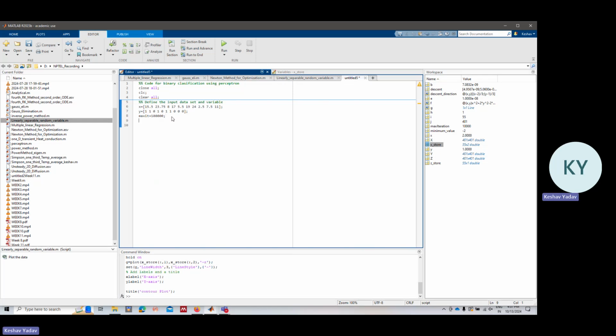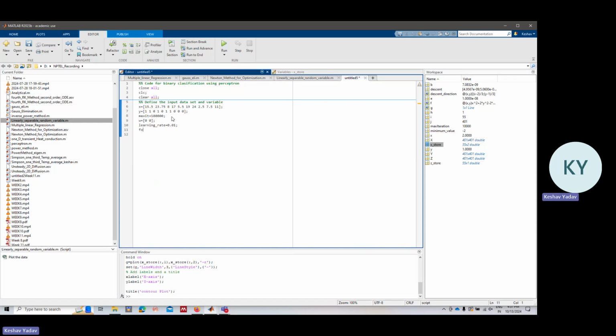Now I need to define W. Suppose initially I am assigning W as 0, 0. So this is my W. I need to define the learning rate R. I am defining here 0.01. Now the learning rate is defined.